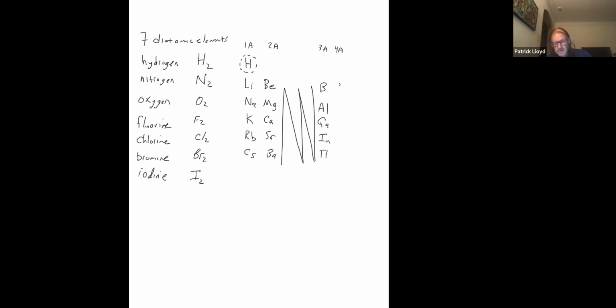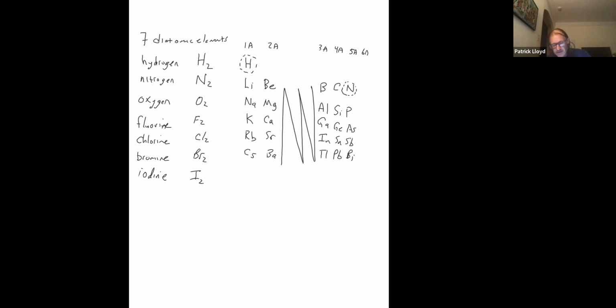4A is carbon, silicon, germanium, tin, and lead. Okay, now it's when you get to 5A that it becomes an issue again. It's nitrogen. Okay, so I'm going to circle this one. Not phosphorus. You don't have to worry about phosphorus. Remember with phosphorus, I didn't write P2. I just wrote P. Underneath phosphorus is arsenic and then antimony. And then I think it's polonium. Yeah, no, bismuth. I'm sorry, bismuth. Okay, so far it's just 2.